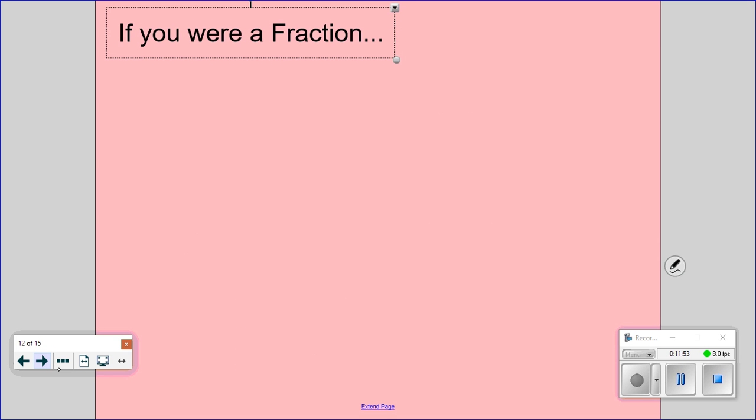All right, we're going to read a story. All right, what are some things that you saw around my room that could represent or be represented as a fraction? Go ahead and turn to the next blank page. Your title is going to say, if you were a fraction. If I were a fraction in Miss Miller's room.